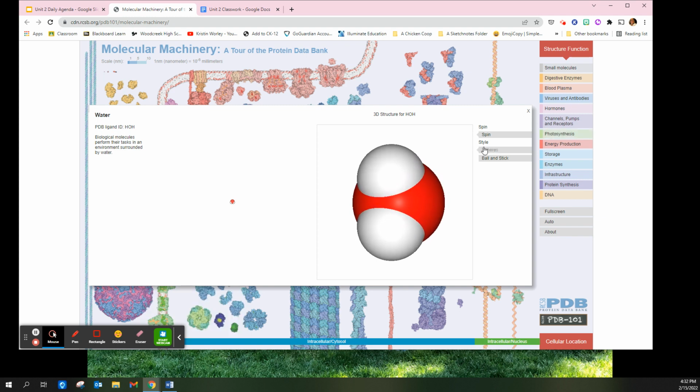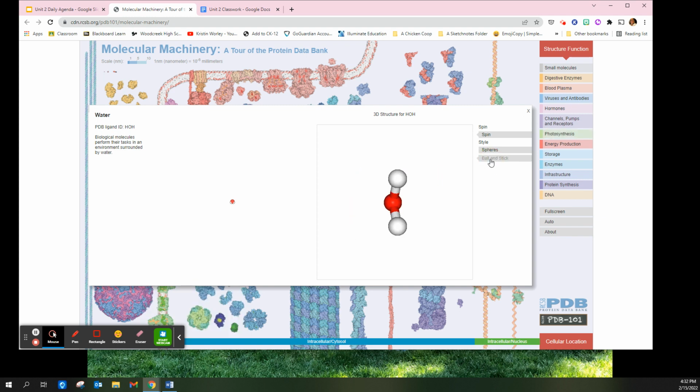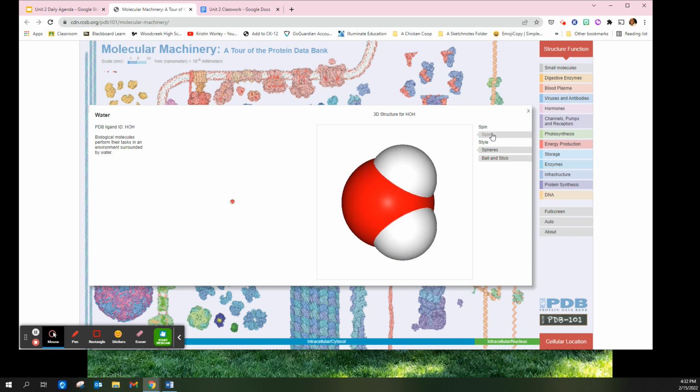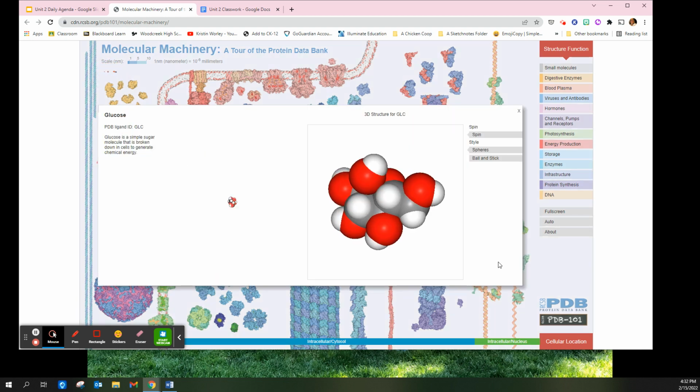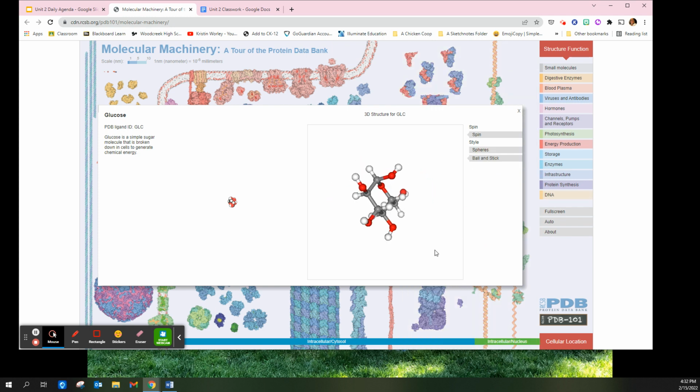So you can tell it to spin. You can ask for the ball and stick structure, and you can adjust it however you'd like. But go take a look at it. There you go. There's your glucose molecule. That might not be recognizable, but if you look at the ball and stick model, that's what we built in class.